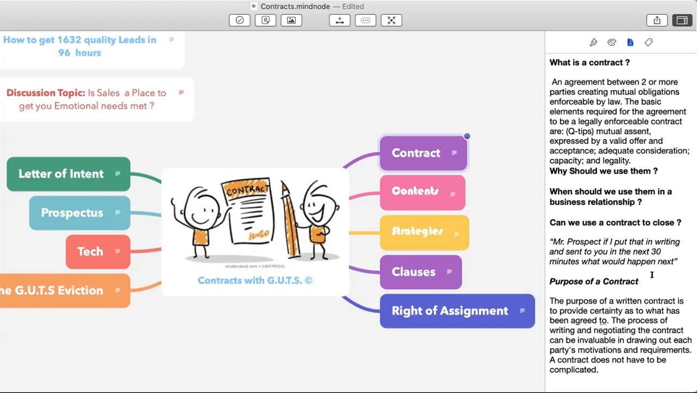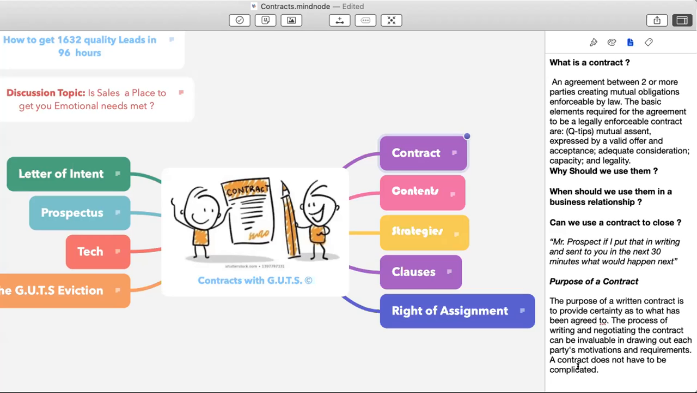Mr. Prospect, if I put that in writing and send it to you in the next 30 minutes, what would happen next? Use contracts to close sometimes. The purpose of a written contract is to provide certainty as to what has been agreed to. The process of writing and negotiating the contract can be invaluable in drawing out each party's motivations and requirements.